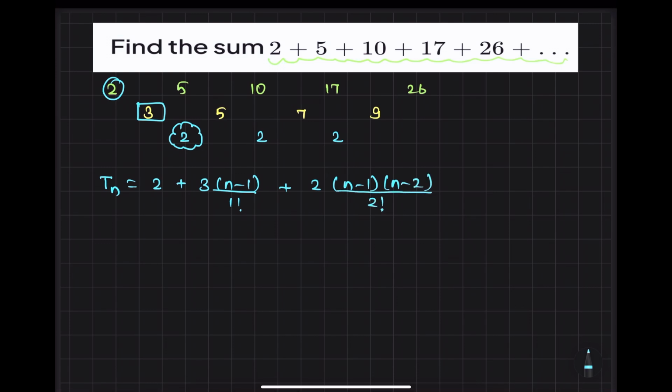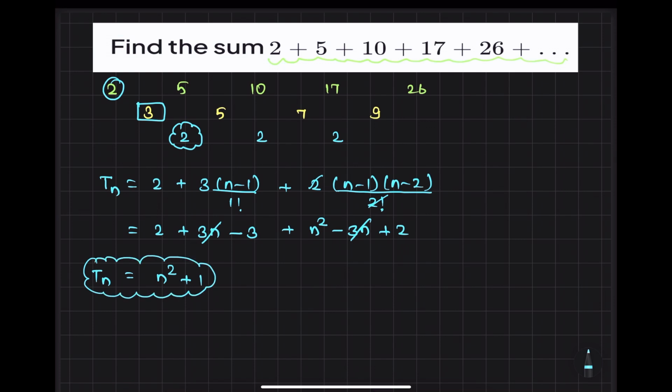Now you can simplify things, so this thing gone, so we can write down this as 2 plus 3n minus 3 plus n square minus 3n plus 2. Okay, now do a little bit more simplification. We got n square, this thing gone, and 4 minus 3 is 1. So this is our formula for nth term.